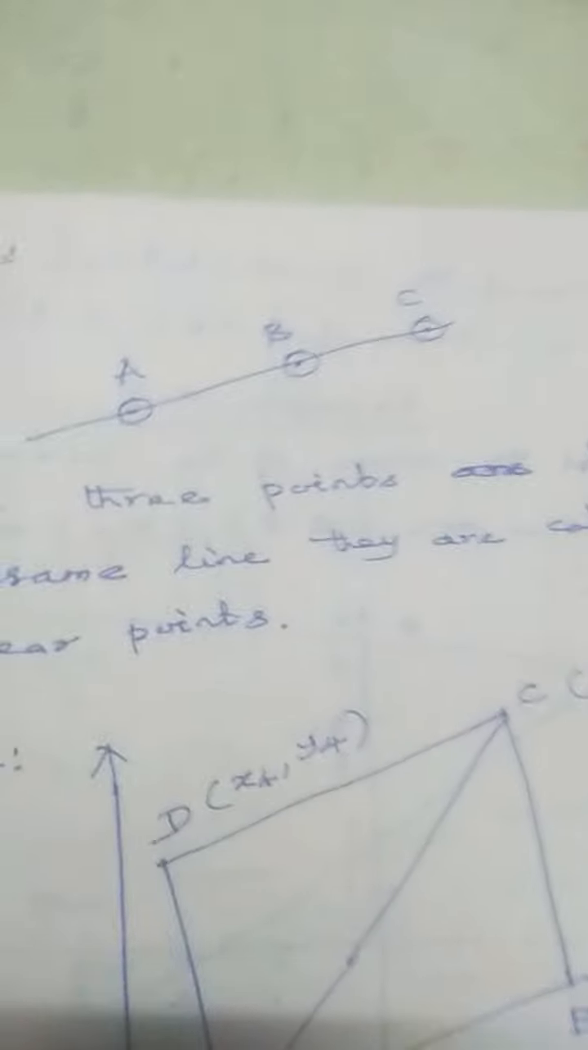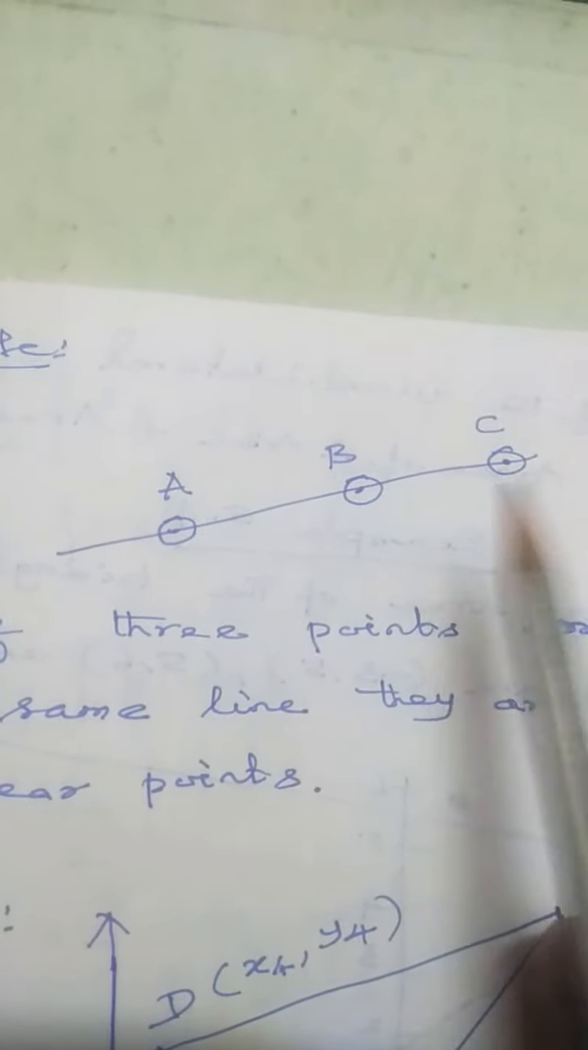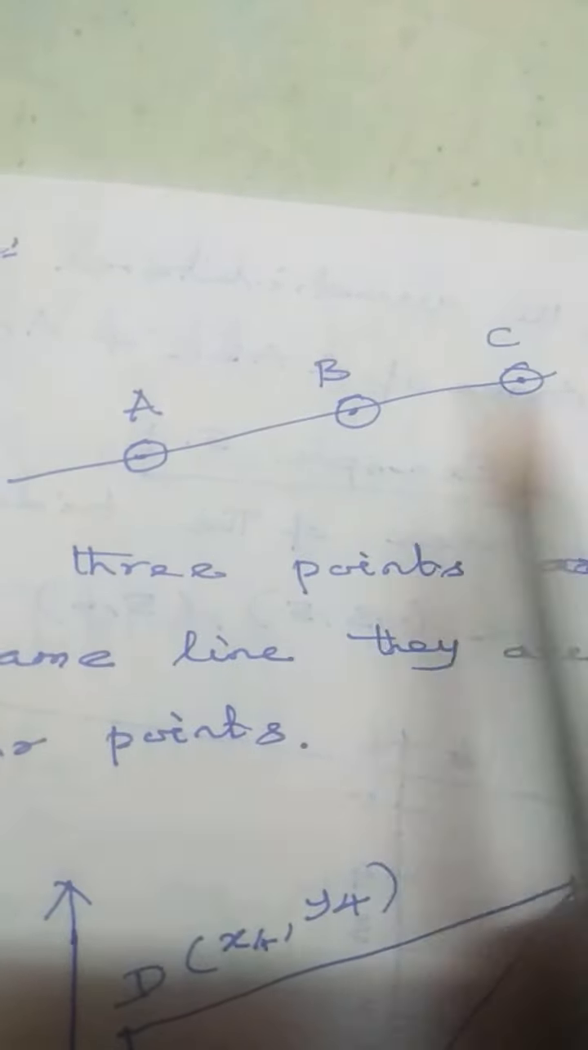To find whether the given points are collinear, suppose that these 3 points are the vertices of a triangle. Then you find the area of this triangle. If it is 0, then we can say these 3 points are collinear.